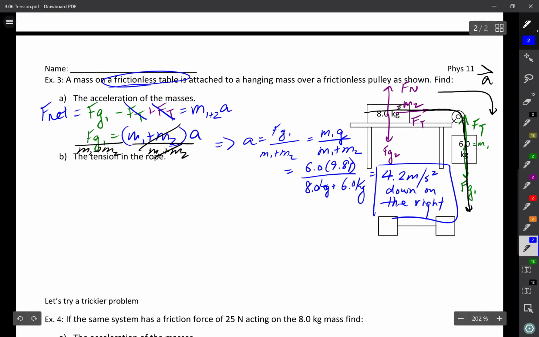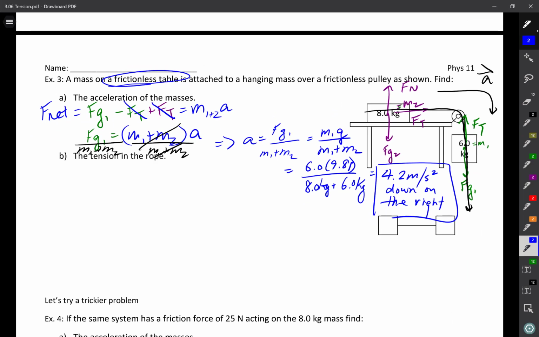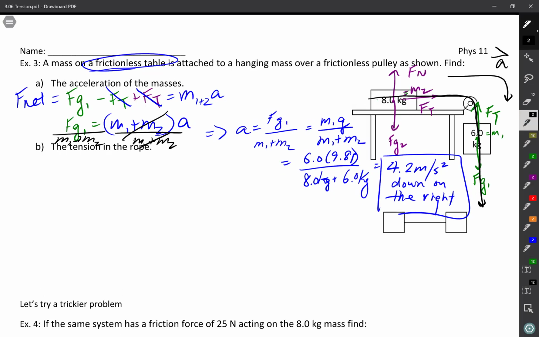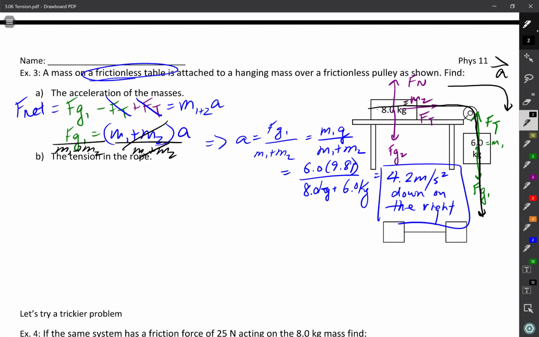Okay, so I have found the acceleration for both mass 1 and mass 2. The next step is to find the tension in the rope. Notice that in finding the acceleration, Fg1 was the only force responsible for pulling both masses together. And it's not just pulling mass 1 by itself, it's pulling both these masses. As a result, you get an acceleration that's less than 9.81.